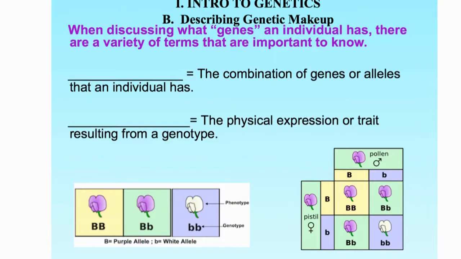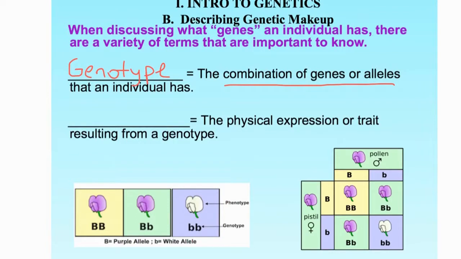Okay, two more very key terms for this unit, genetics. This one is the combination of genes or alleles that an individual has. So what's your combination of alleles that you have for eye color, hair color, dimples, freckles, whatever? That is called your genotype. So what alleles do you have? What letters? That is your genotype.